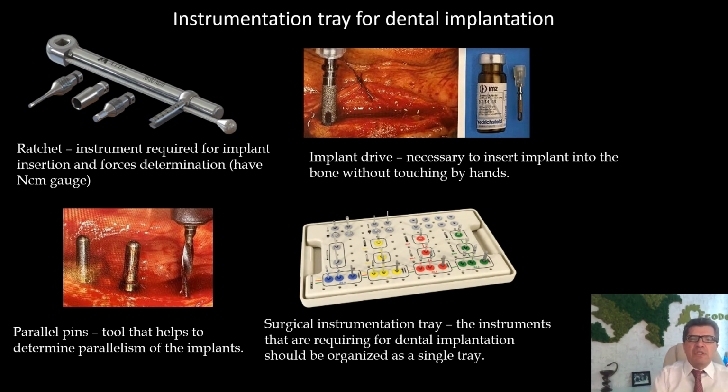What is the special instrumentation for dental implantation? This ratchet instrument is required for implant insertion and force determination, and has a Newton gauge. The implant driver is necessary to insert the implant into the bone without touching it by hand. Every complex dental system has its own implant driver. Parallel pins are multiple-use tools that help to determine the parallelism of the implants. And all the other details for the surgical steps are in the surgical instrumentation tray.